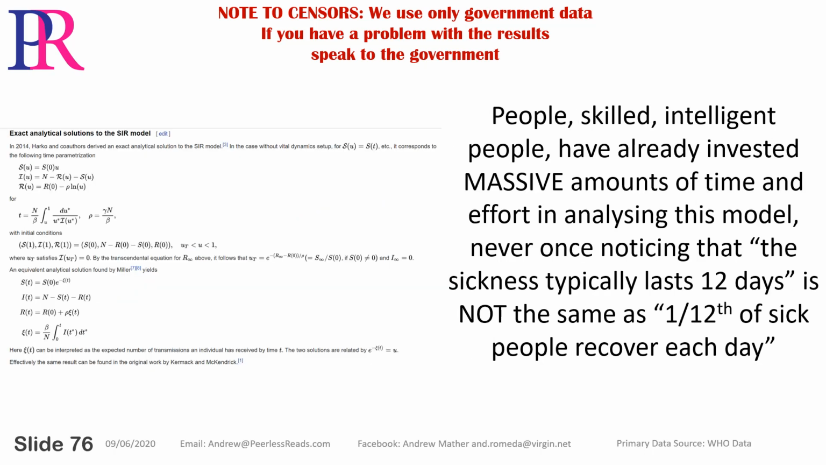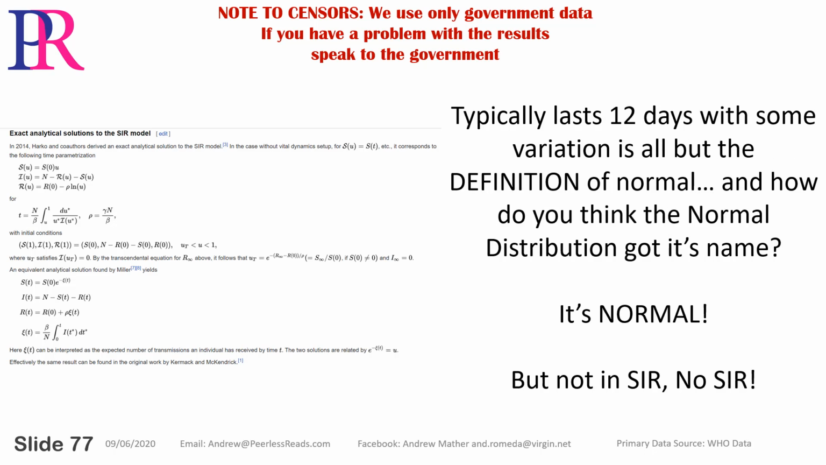People, skilled, intelligent people, have already invested massive amounts of time and effort in analyzing this model, never once noticing that the sickness typically lasts 12 days is not the same as 1/12 of sick people recover each day. Typically lasts 12 days, with some variation, is all but the definition of normal. And how do you think the normal distribution got its name? It's normal, but not in SEIR, no sir.